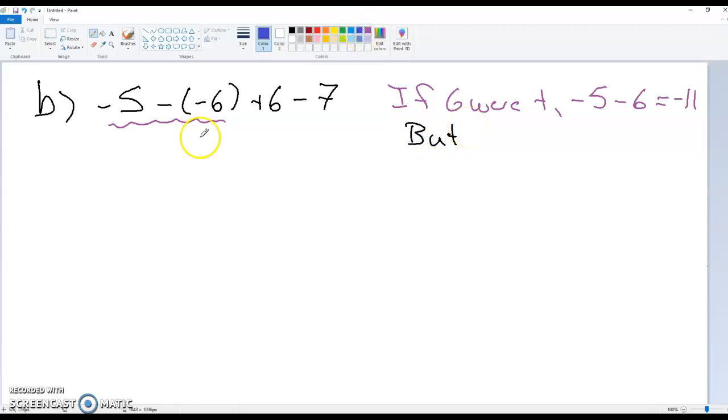But 6 is negative. So instead, that subtract is going to become a positive, or an add. So if I owe someone $5 and I pay them 6, I'm up 1. Okay.